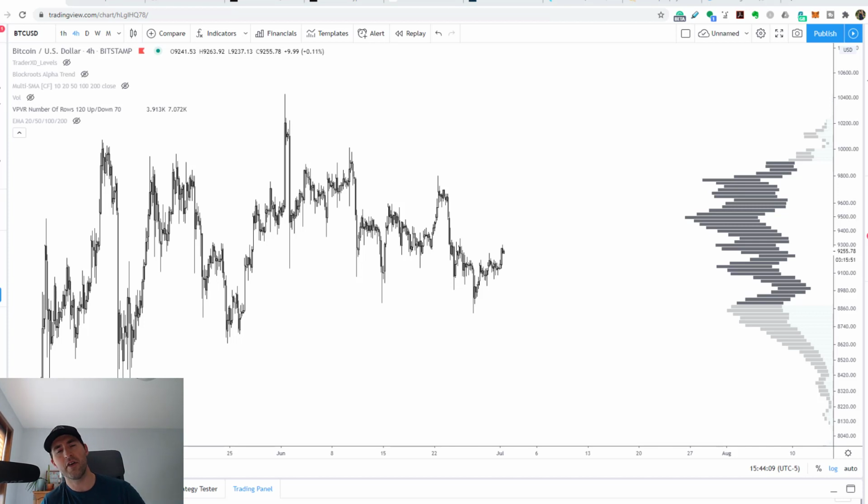Nothing is financial advice. We're going to go ahead and take a look at the Bitcoin chart. We're going to look at key price levels.